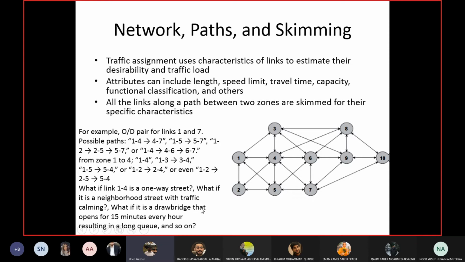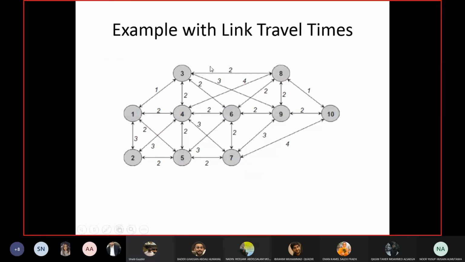This can happen. Okay, or you may have too much congestion on this link. 1 to 4, maybe it's a direct link, but it has too much congestion on it. And this is something we have all experienced, right? Sometimes you don't go by the direct route because it has too much congestion. You go by some other route. Okay, so this is possible. So you have to consider these things before you say that this traveler will go by this link or this series of links.